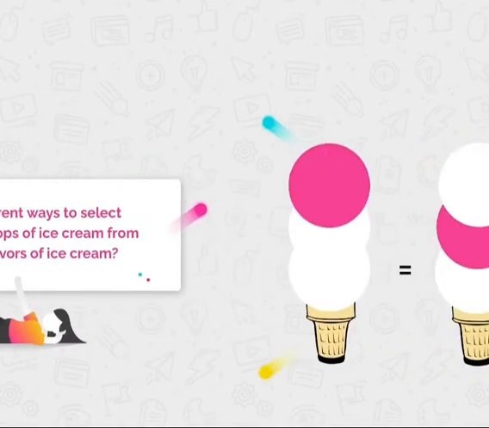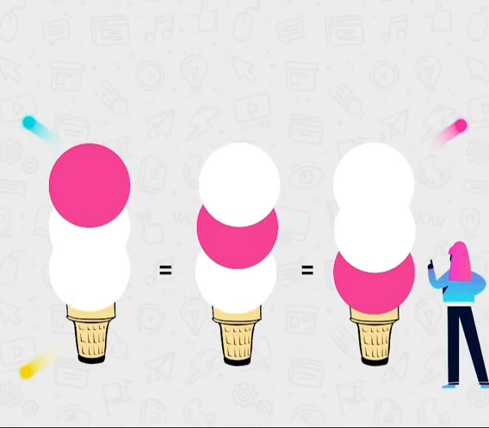It is important to note that when you say unordered arrangement, vanilla, vanilla, strawberry is the same as vanilla, strawberry, vanilla, and strawberry, vanilla, vanilla. The order of the scoops doesn't matter as long as she gets all 3 scoops on the cone.